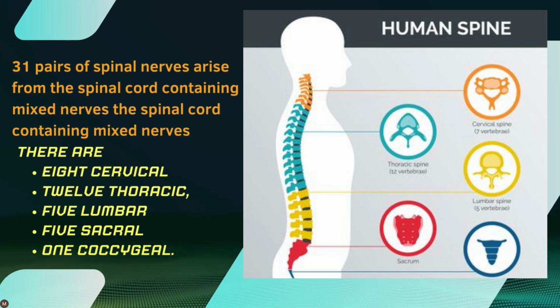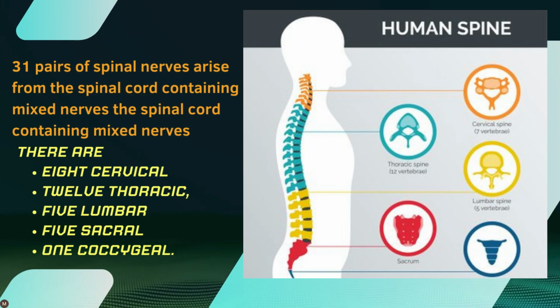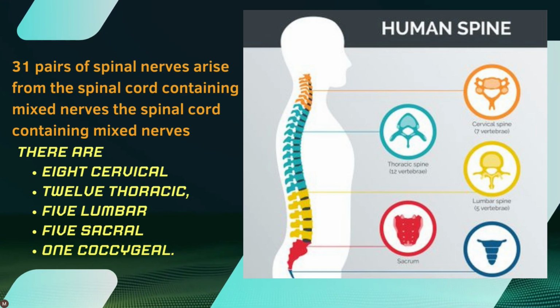8 nerves are passing in the cervical region, meaning your shoulder, arm and neck region. 12 from the thoracic region, meaning your chest cavity area. 5 from the lumbar, lower abdominal area. 5 sacral, below the lower abdominal area, and 1 coccygeal, meaning the pelvic bone, which completes the division of your vertebral column and your spinal nerves.